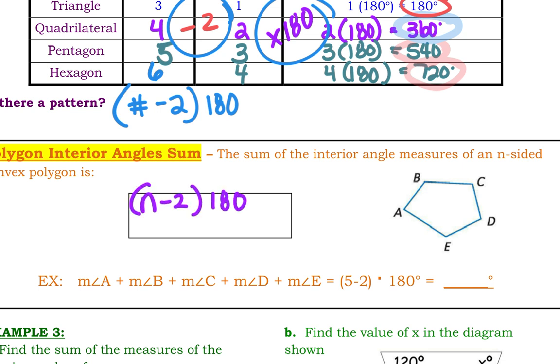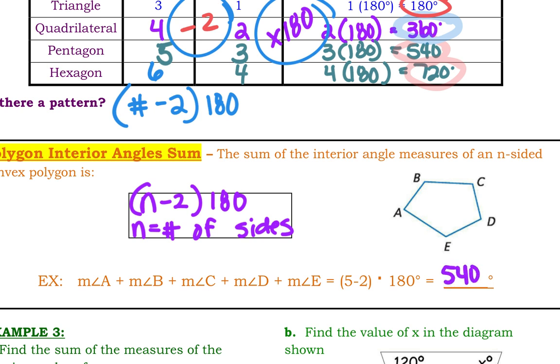And what did the n represent? N represents the number of sides. Good job. The number of sides. So if you look at the shape on the right side, we have 1, 2, 3, 4, 5. There are 5 sides. And here we have 5 minus 2, because it's 5 sides minus 2, times 180. And we said that was 540.